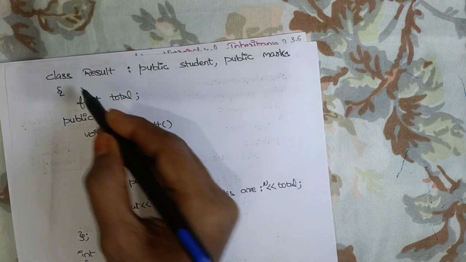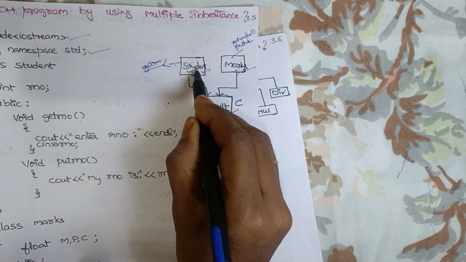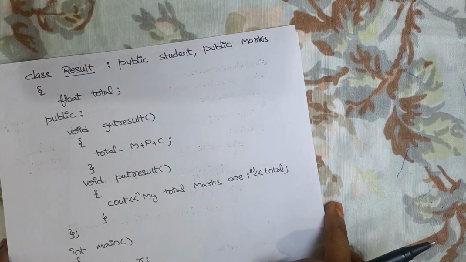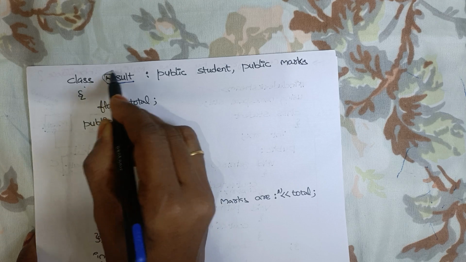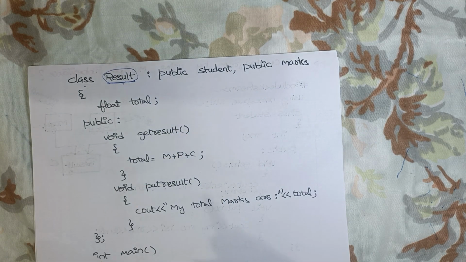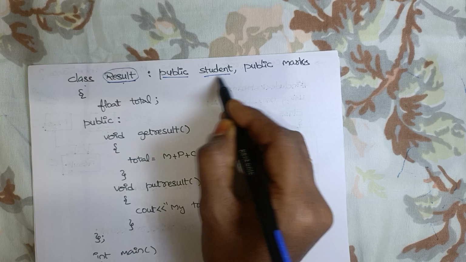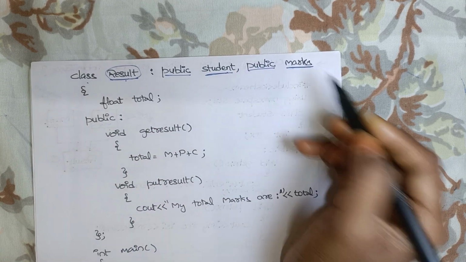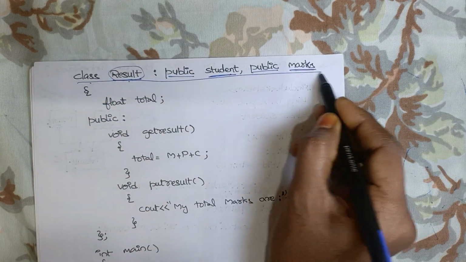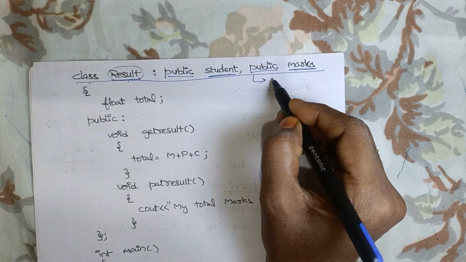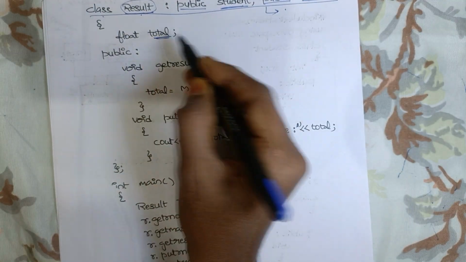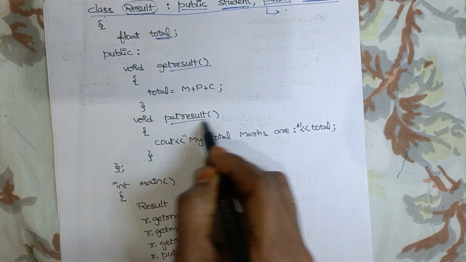Next I am taking the result class. The result class can get the properties of both student and marks. So in the multiple inheritance, the child class name is result, colon public student, the parent 1 class name, and public marks. By seeing this you can come to know that this is multiple inheritance. In the result class I am taking get result and put result functions.